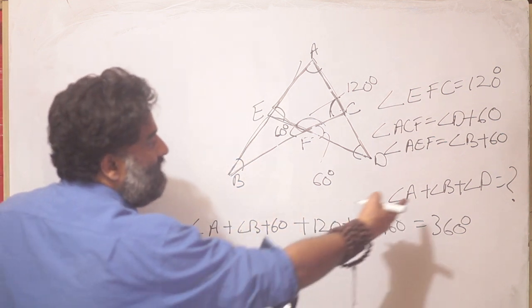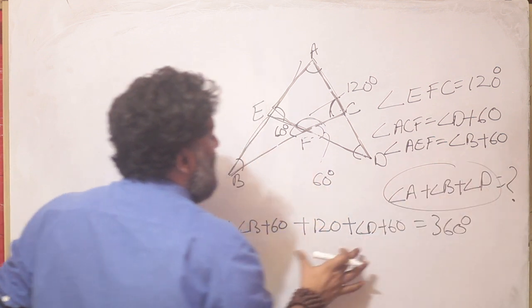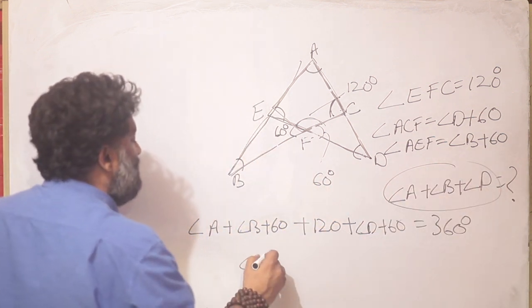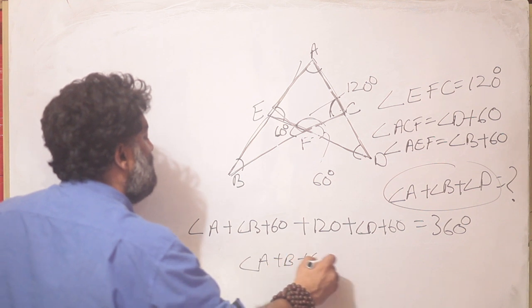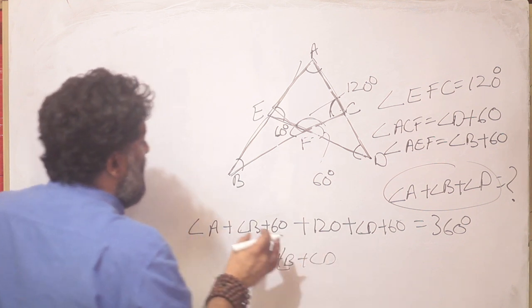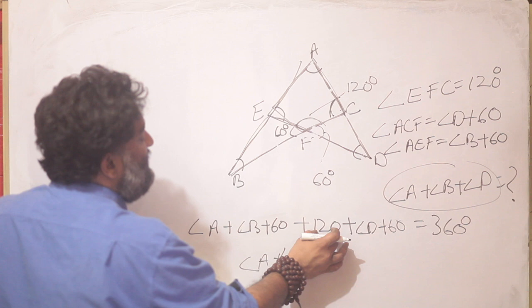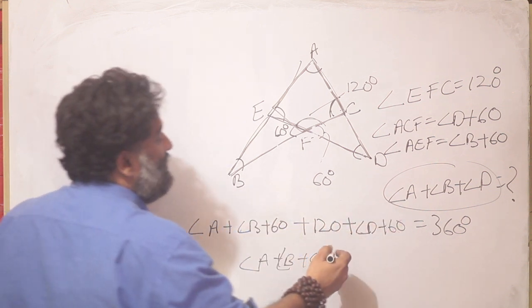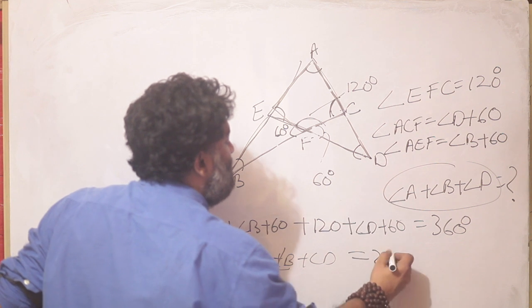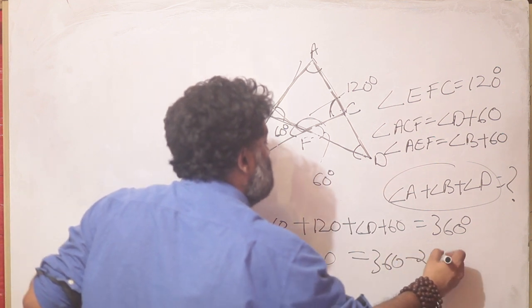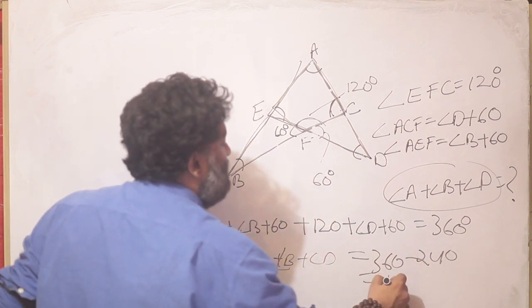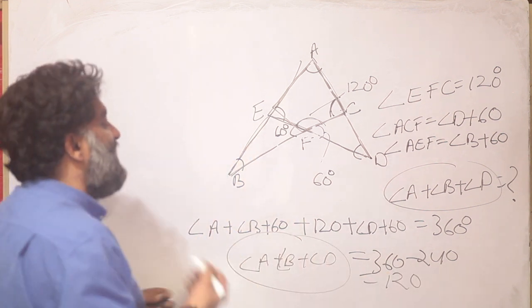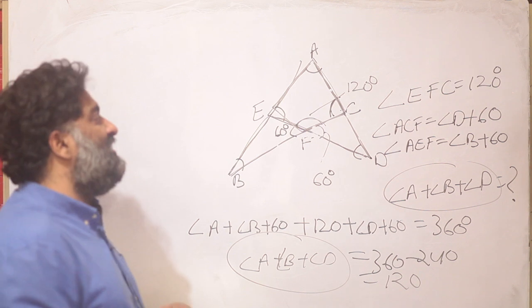And now I have it, whatever expression I wanted, I have it in this equation. Angle A plus angle B plus angle D. And I have a 60 and a 120, which is 180, and a 60 again, so a 240, which will be subtracted from the other side. So 360 minus 240, and I will get 120. So angle A plus angle B plus angle D is going to be 120 degrees.